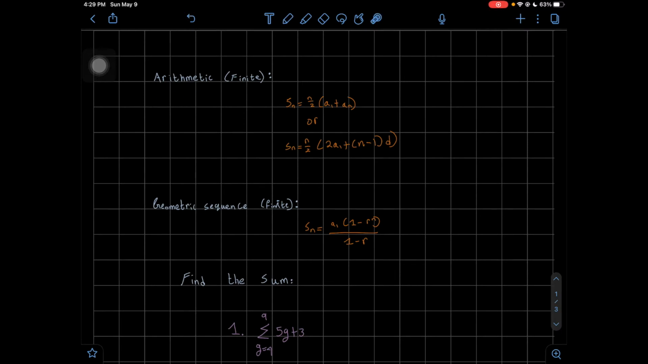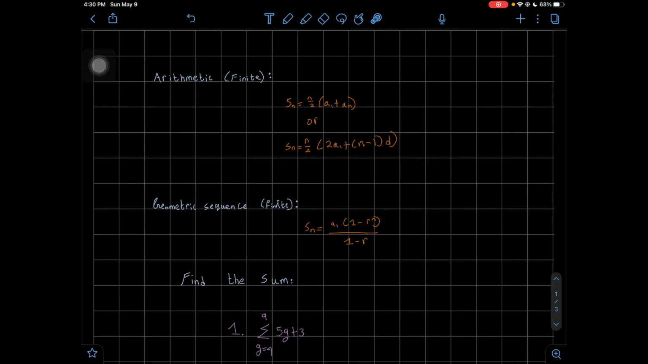For an arithmetic finite type of question, we're going to be using S subscript n equals n over 2, parentheses a subscript 1 plus a subscript n. Or we could also use S subscript n equals n over 2, parentheses 2 times a subscript 1 plus n minus 1 times d. Here you can see the main difference is that you have a d, which, if you watched our last video over arithmetic and geometric sequences, just represents our common difference.